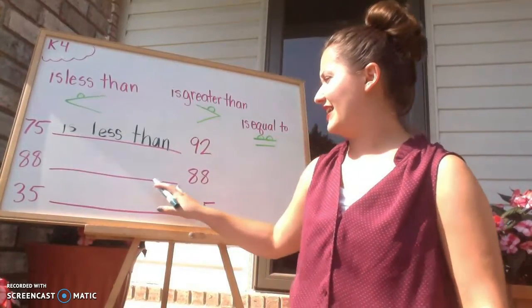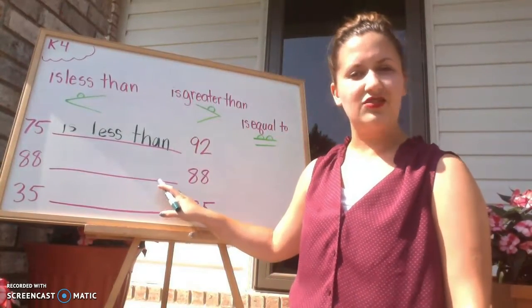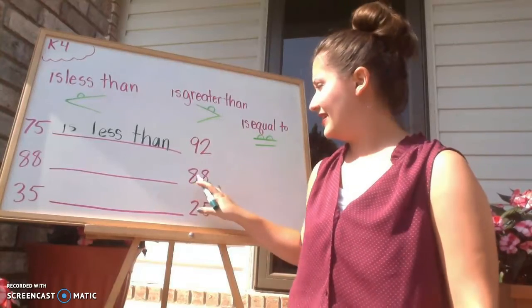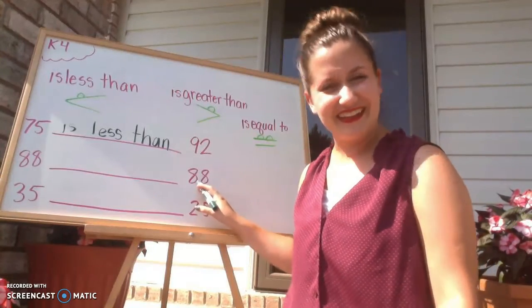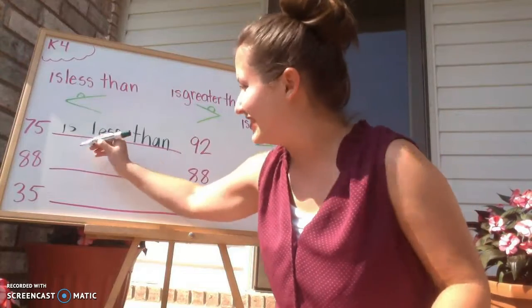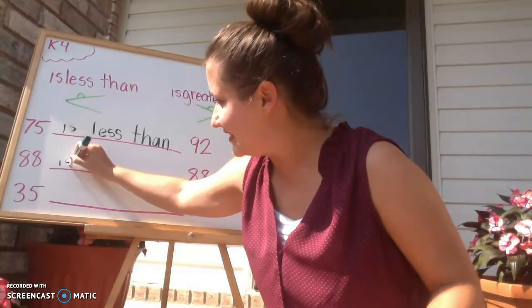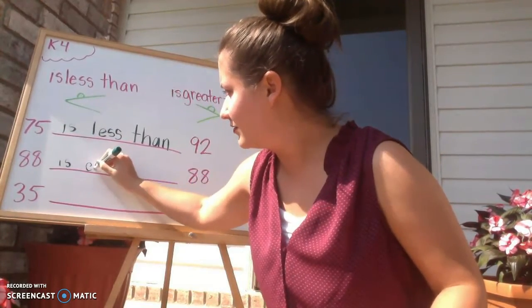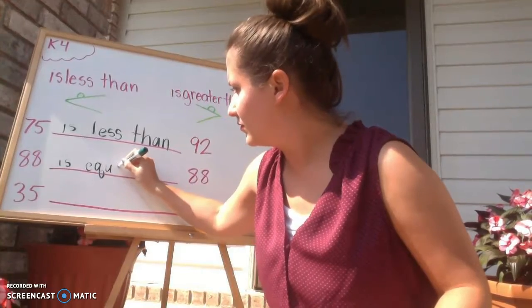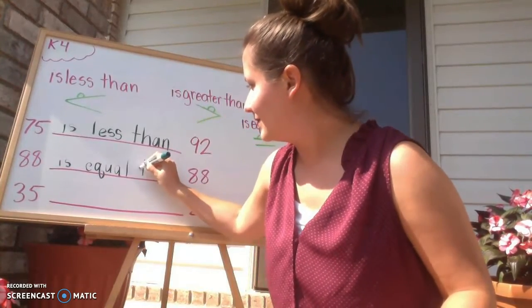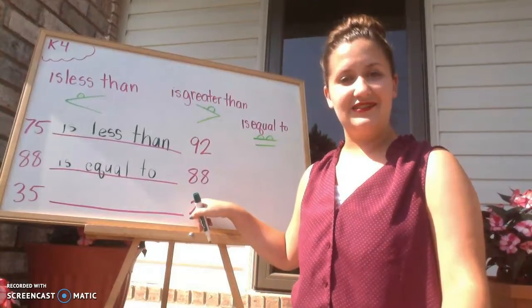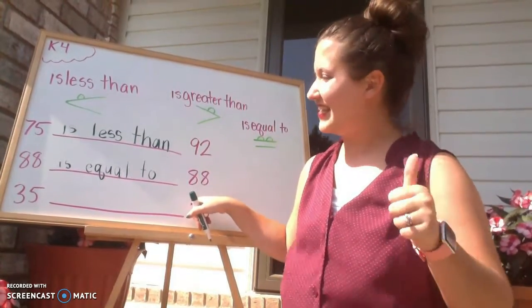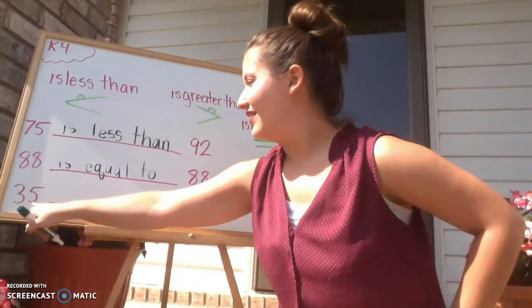88 is less than, greater than, or equal to 88. You got it. They're the same. So is equal to. So we're going to write is equal to. So let's read it. 88 is equal to 88. Is that looking good? I think so. Let's look at our last one.